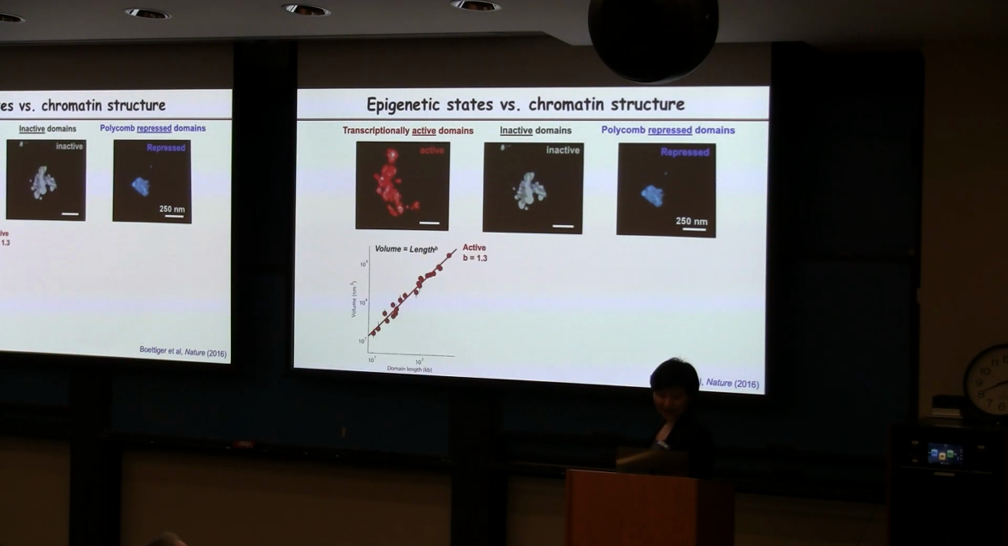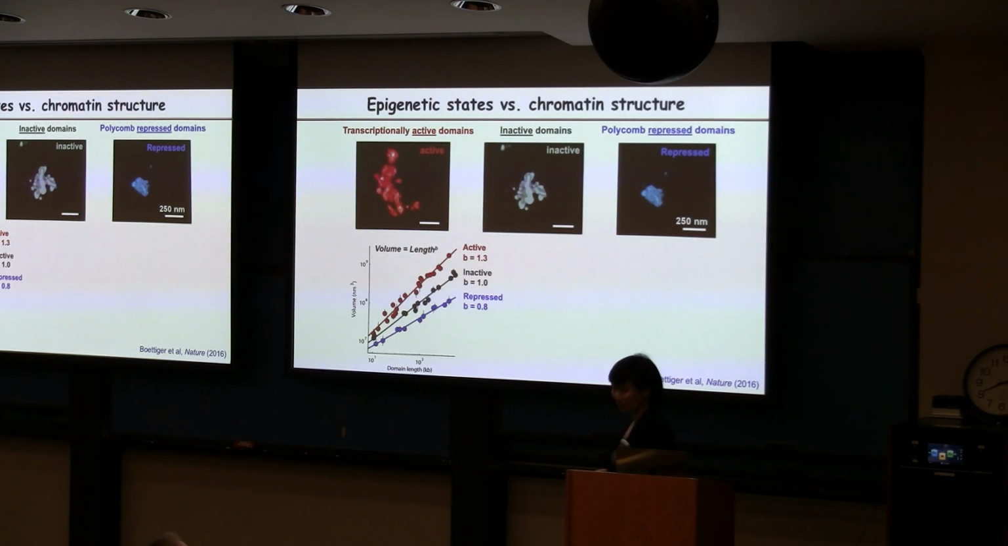And then we look at how they are folded by looking at the three-dimensional size versus the linear length. You can see that for the active DNA, it follows a scaling with an exponent quite similar to a random polymer. And if you look at inactive chromatin that is not actively transcribed, the scaling exponent actually reduces. And if you look at this compressed one, it further reduces.